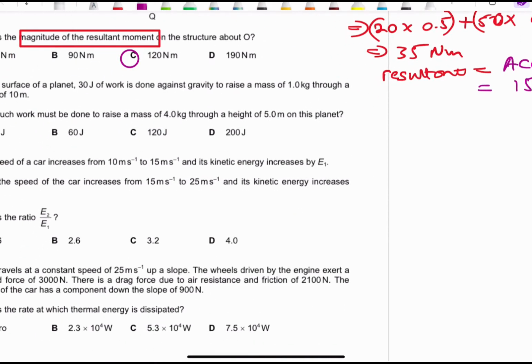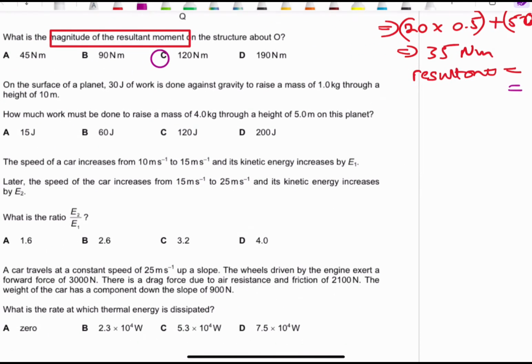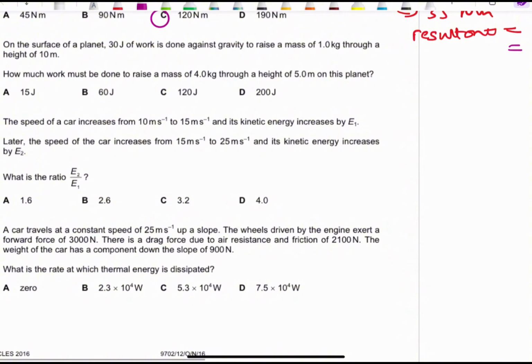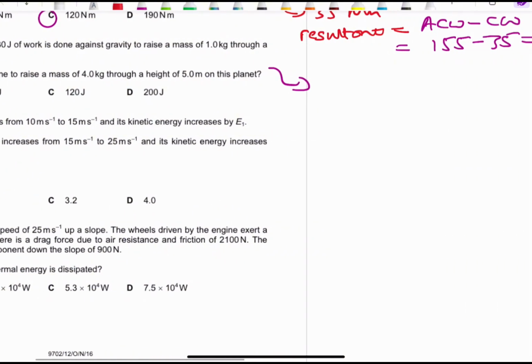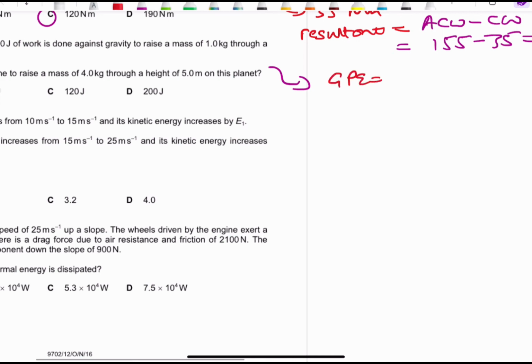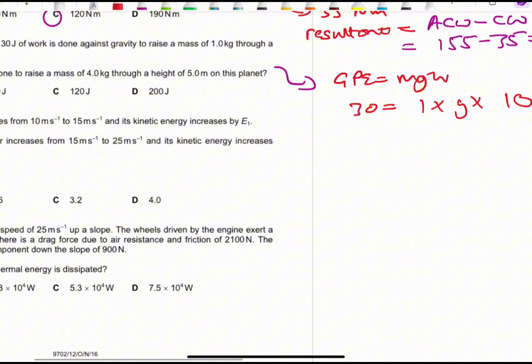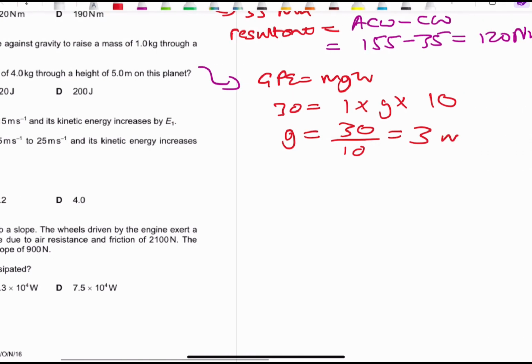Question 18. On the surface of a planet, 30 joules of work is done against gravity to raise a mass of 1 kg through a height of 10. Okay, so let's first start here. So 30 joules of energy. We know that gravitational potential energy is going to be mgh. So basically, it's 30. That's going to be the mass, which is 1, times g times the height, which is 10. So we want to find the value of g basically. So it's 30 divided by 10, which is going to be 3 meters per second squared.